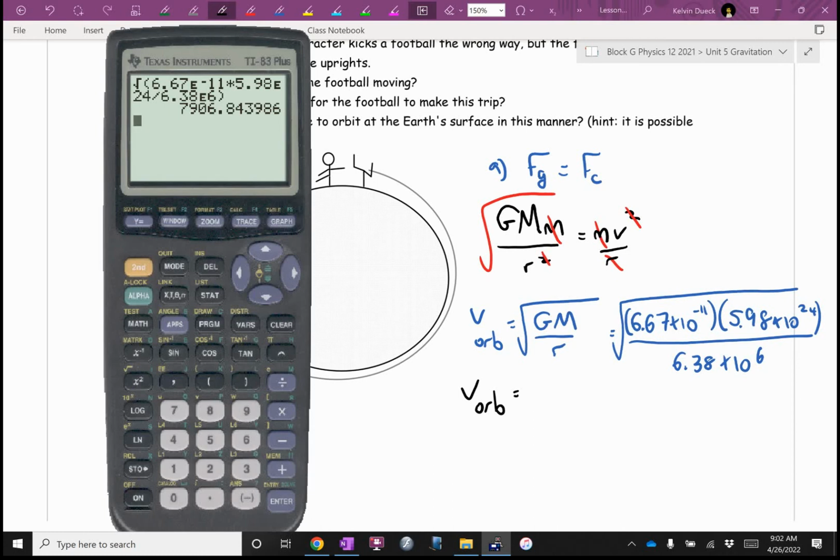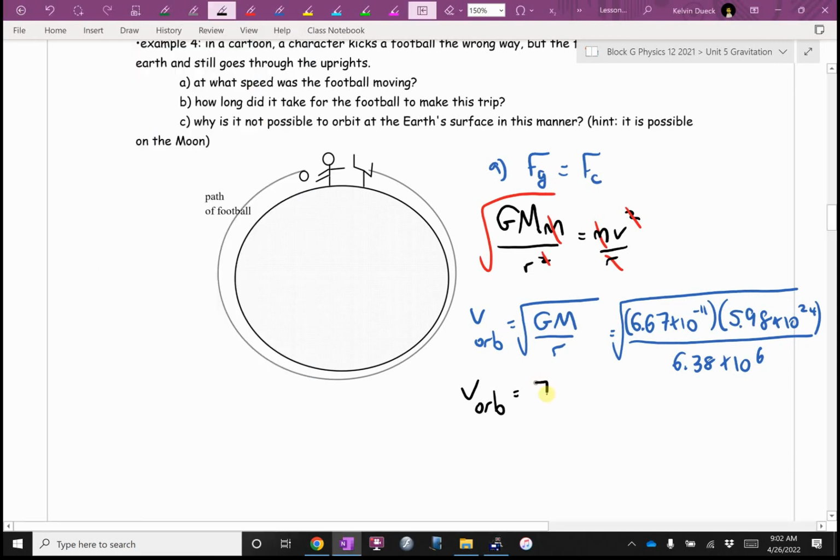Try typing again. Try typing these in. I really encourage you. This unit, we're going to be doing the most heavy-duty calculator typing that we're going to be doing all year. I got 7,910. You might recall the video said 8 kilometers a second, 7.9 kilometers a second. So yeah, that's what the video said. So 7,910 meters per second.